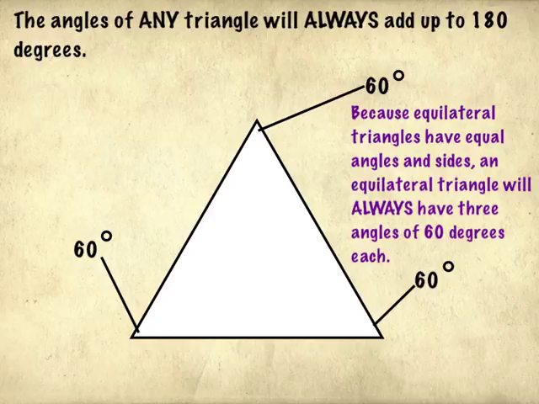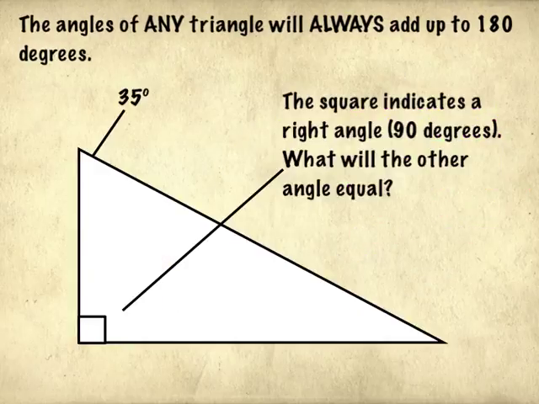So if someone says to you, I have a triangle, and all three angles are 60 degrees, you know it's equilateral. Same thing if I said to you, I have an equilateral triangle, what are the angles? You would automatically know that they're 60 degrees.